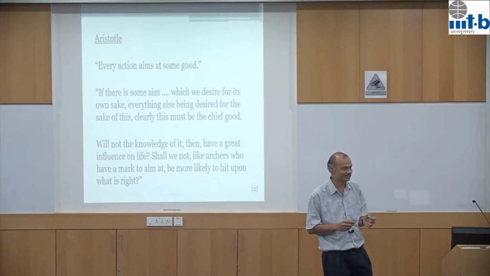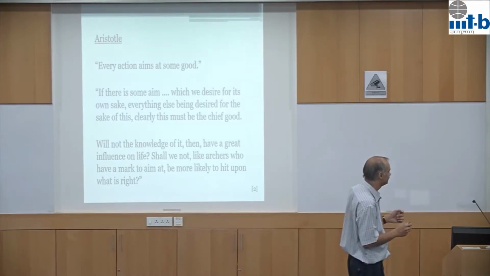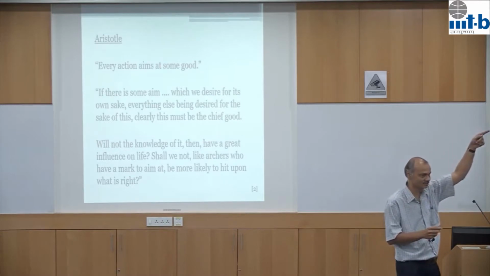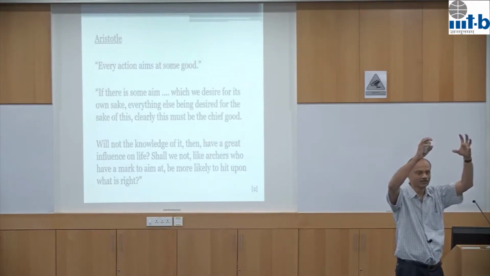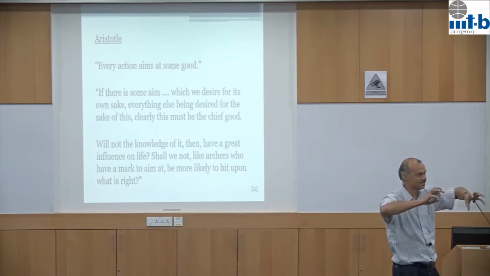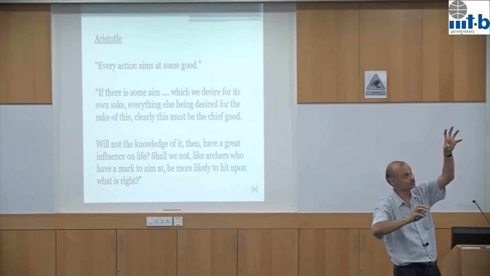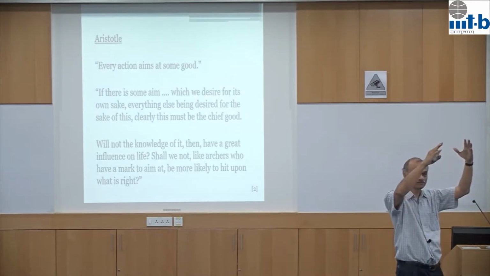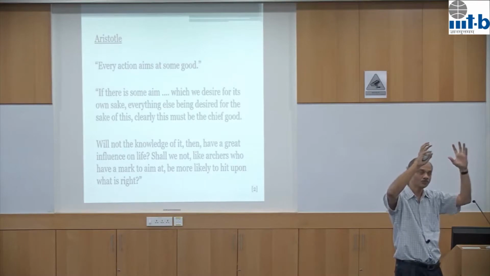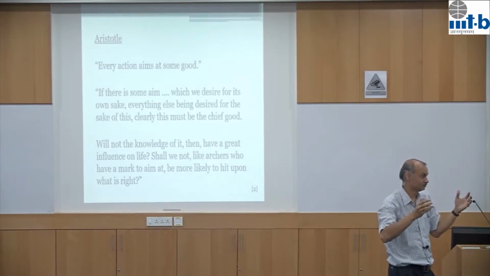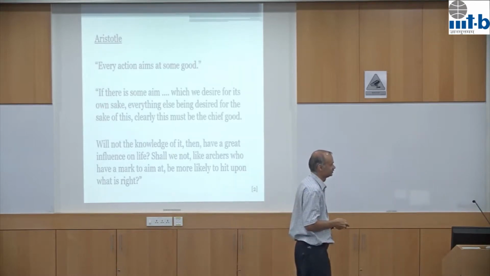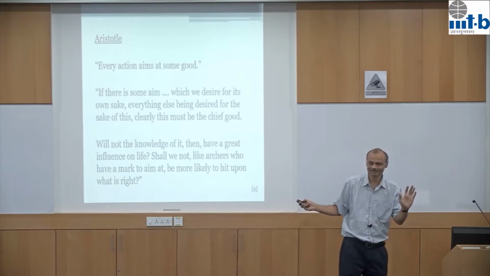Every action aims at some good. If there is some aim which we desire for its own sake, everything else being desired for the sake of this, there is something. There are lots of things we desire. There is one thing we desire for its own sake, and everything else also we desire for its sake. Then that surely will be the chief good. And if we could figure out what that was, that will be nice to put in layman's language. Alright? Okay.